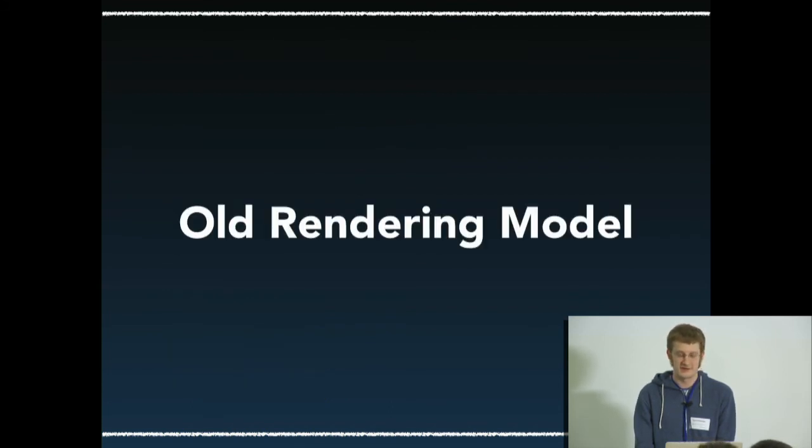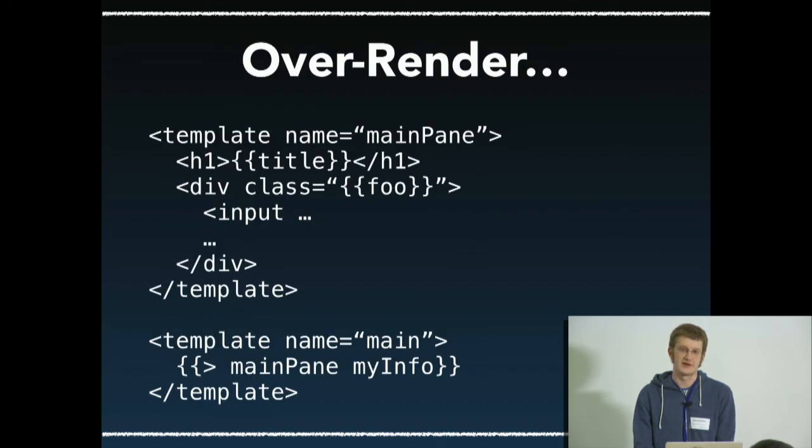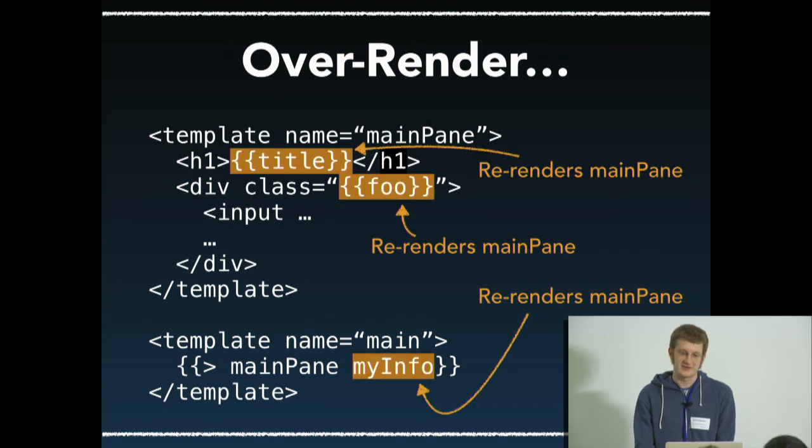So just to go over the old rendering model, very concisely. In the old rendering model, it was considered okay to over-render templates, essentially. I've got a template here that has a title. It's basically some reactively generated text. I've got a reactive attribute, foo, and then I've got this template main at the bottom that invokes the main pane template with the data argument of my info. And it used to be that title changes, that re-renders main pane. If foo changes, that re-renders main pane. If the data argument to the template changes, that also re-renders the template.